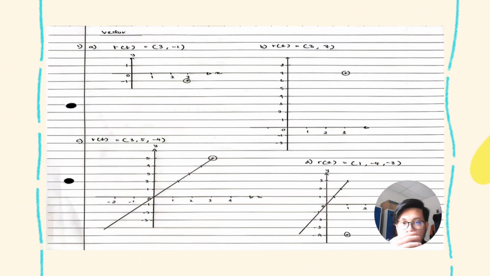Now we move to the vector questions. Number 1, A, B, and C. We draw four graphs with the points given, and we can see the four graphs.